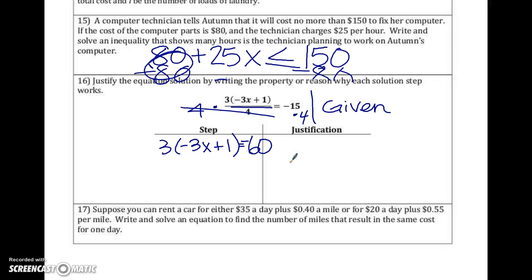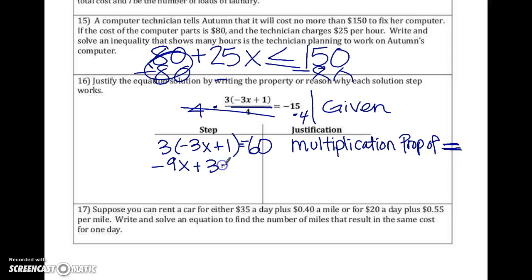So what we did is we multiplied the 4 to both sides of the equals. So that is the multiplication property of equality. I don't have room, so I'm going to put prop of equality. Then the next step we would do is distribute the 3. So that would give us negative 9x plus 3 equals still negative 60, because we only distribute the 3 to the parentheses. We don't keep going to the other side, to the 60, just to one side. So that's the distribution property.